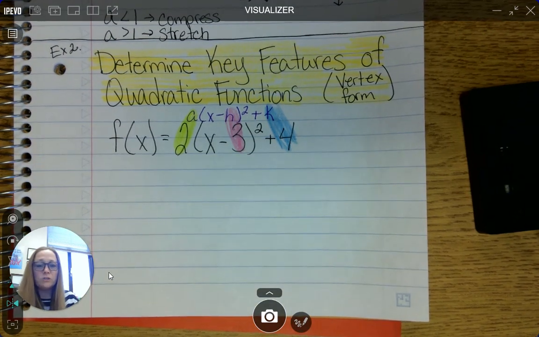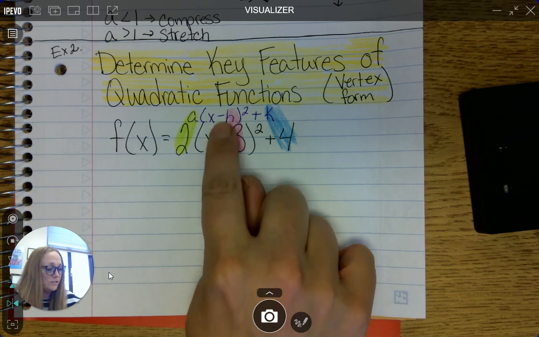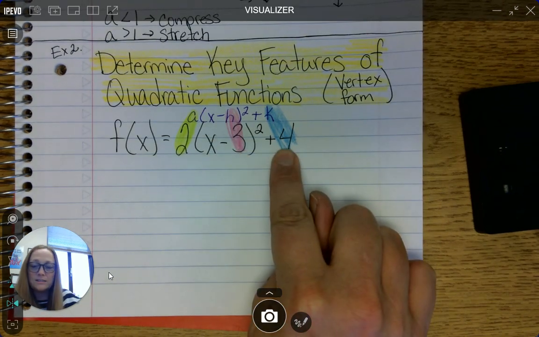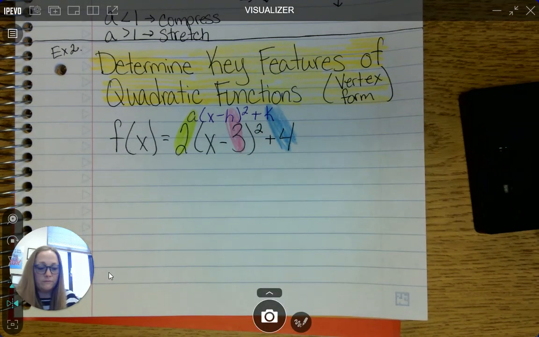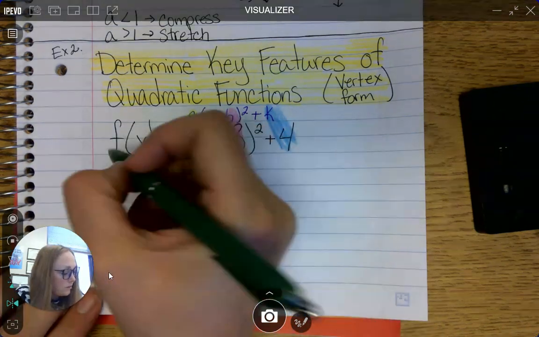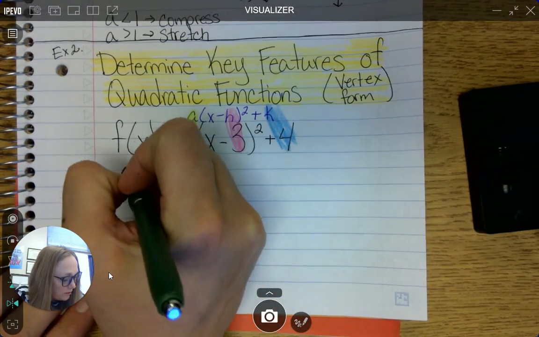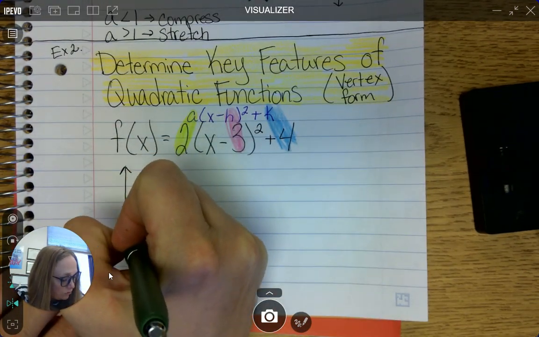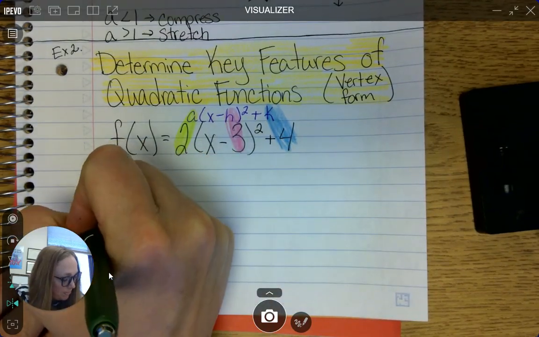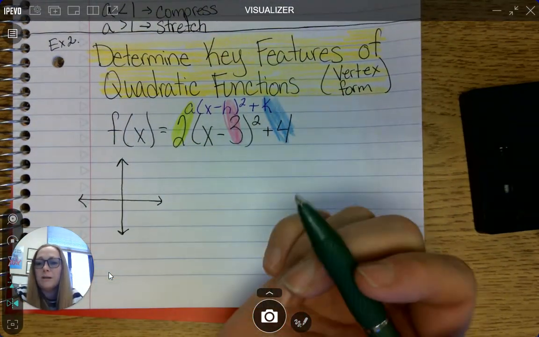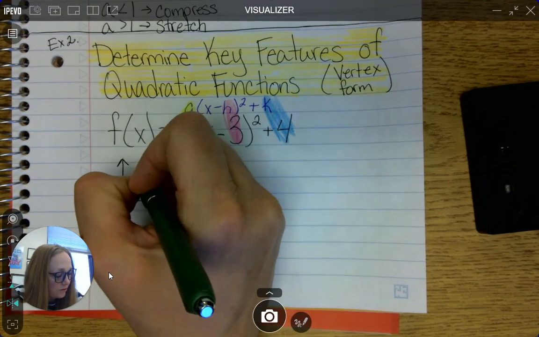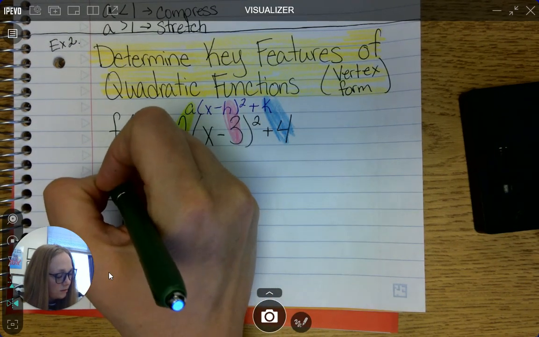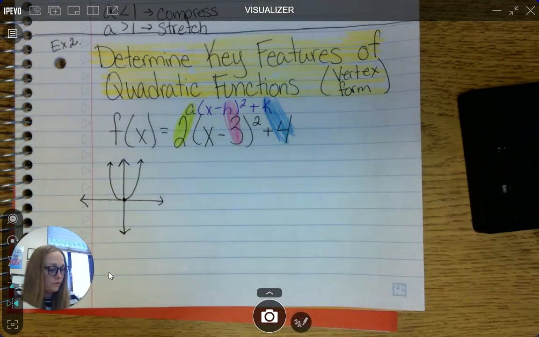We have our A is 2, our H is a positive 3 because our sign did not change, and our K is a positive 4, again, because our signs did not change from the original formula here. Okay, so let's go ahead and draw a rough sketch of my coordinate plane. We know our parent function starts at the vertex (0, 0), has a slope of 1, and it should open upward. So that's where we begin.